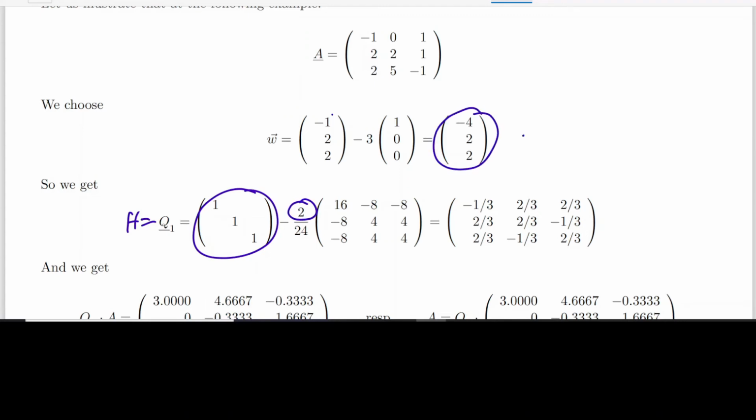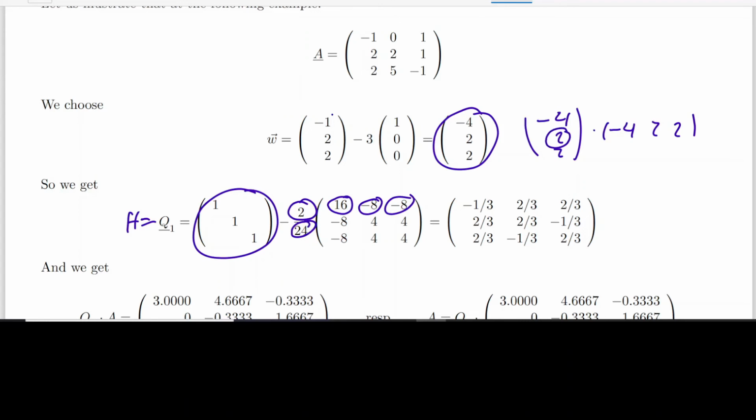Now let's construct our H, which is identity minus 2, this transposed times that. What is that? -4, 2, 2 times -4, 2, 2. So it's 16 plus 4 plus 4, which is 24. So 2 divided by 24. And then our omega vector, so -4, 2, 2 times -4, 2, 2. And the result is 16, -8, -8.